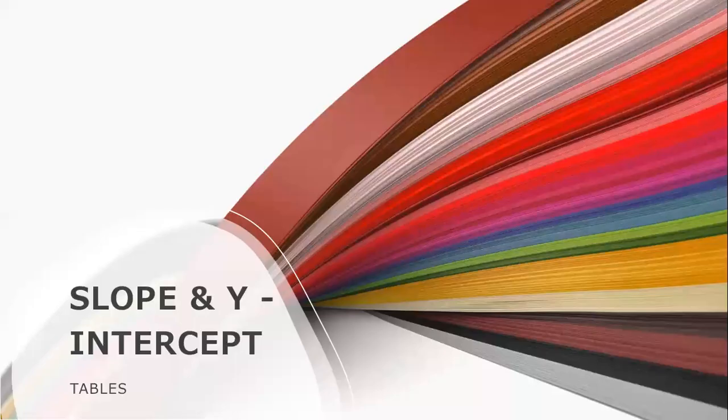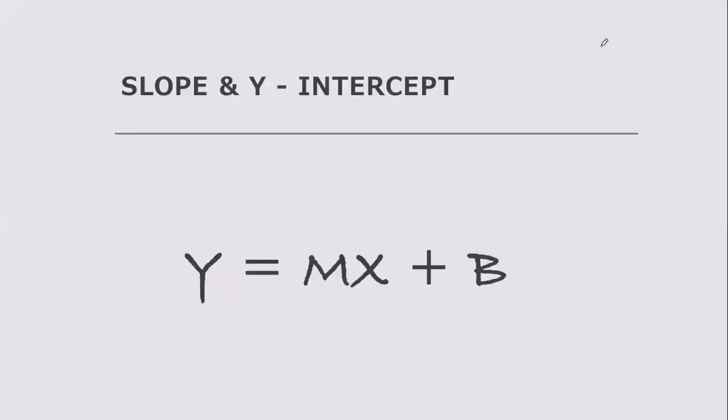So slope and y-intercept when it comes to tables. The big thing here is I hope by now we are comfortable understanding this equation. This is our slope-intercept equation. I hope we all remember that m stands for slope and b stands for y-intercept. So hopefully we feel confident with this. We understand this. We got this. So this is our slope-intercept equation.